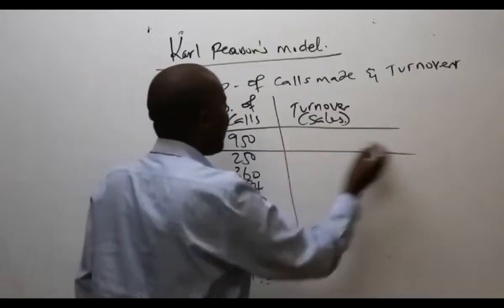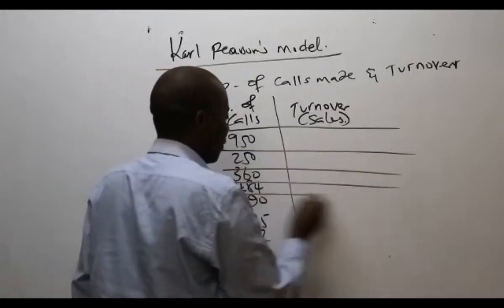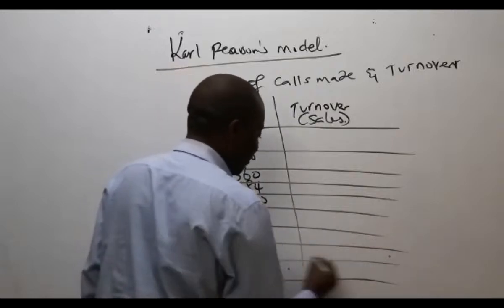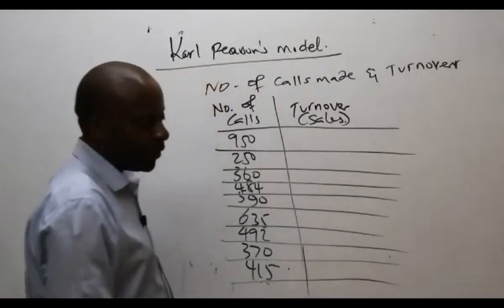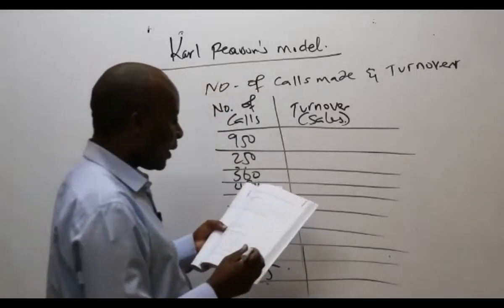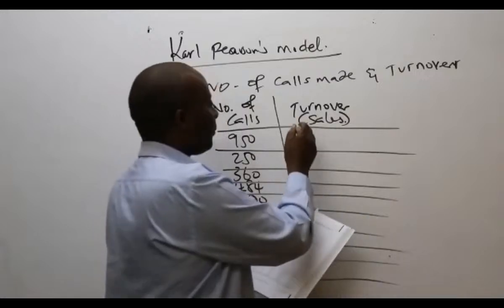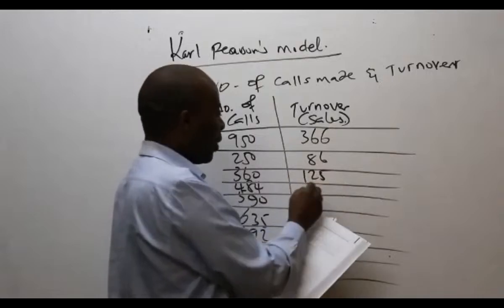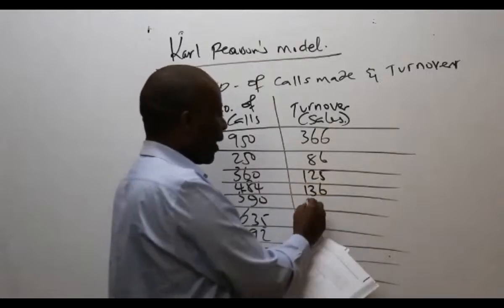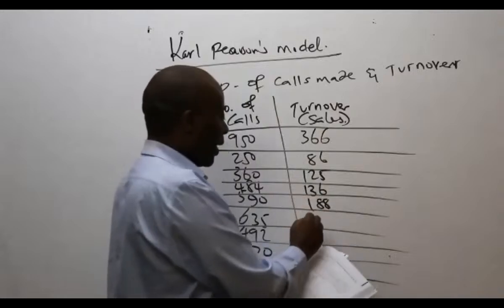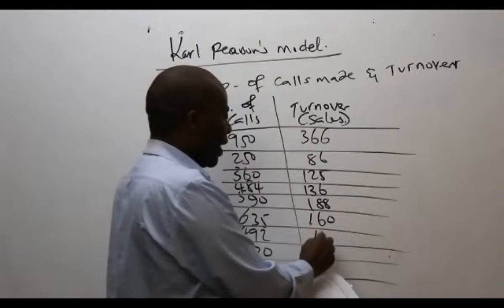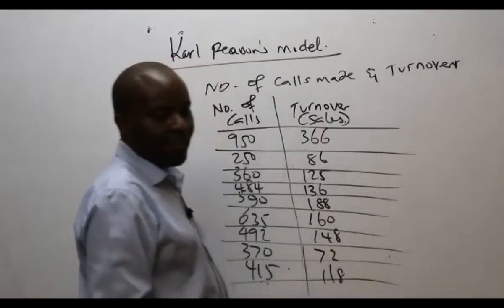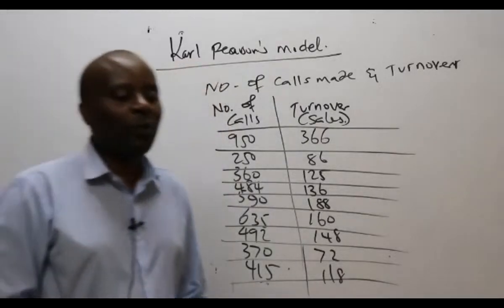So, ladies and gentlemen, if that is the case, this is what we need to do very first. You know, QA is the best paper in CPA. So the first turnover they have given me is 366. Then we have 86, 125, 136, 188, 160, 148, 72, and then we have 118. So please, first of all, we must copy up to there.